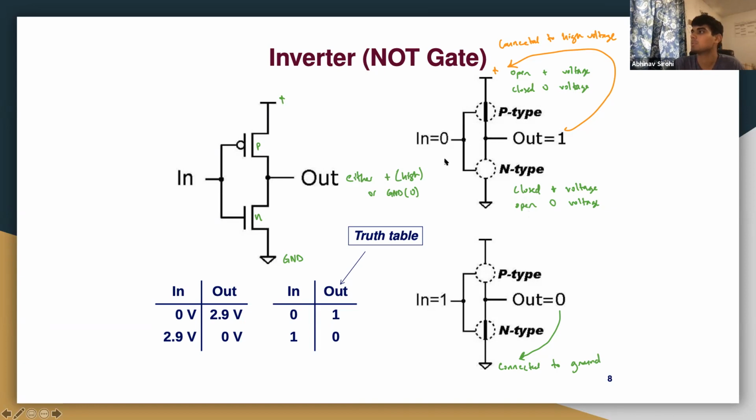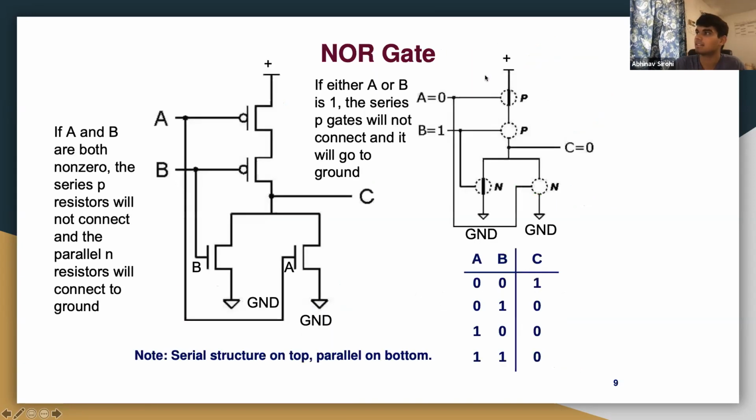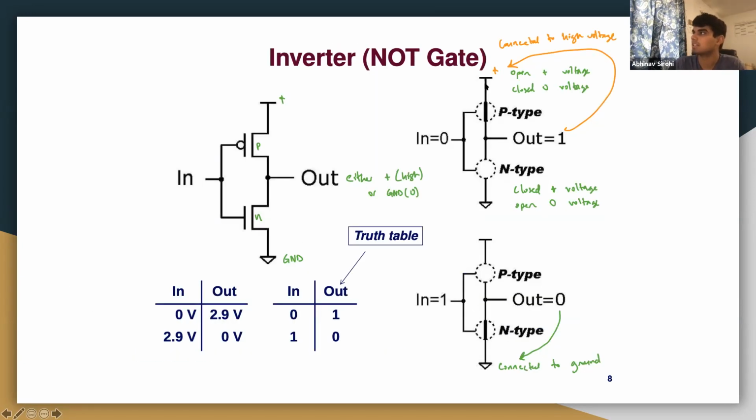So in this case, when we enter a 0 input, the P-type is going to be closed, right? But the N-type is going to stay open. And if this is the only gate that's closed, then the output is going to be a positive voltage, right? The output is going to be high voltage. So when we put in a 0, we'll get a 1 back. Or if you put in 0 volts, we'll get 2.9 volts back.